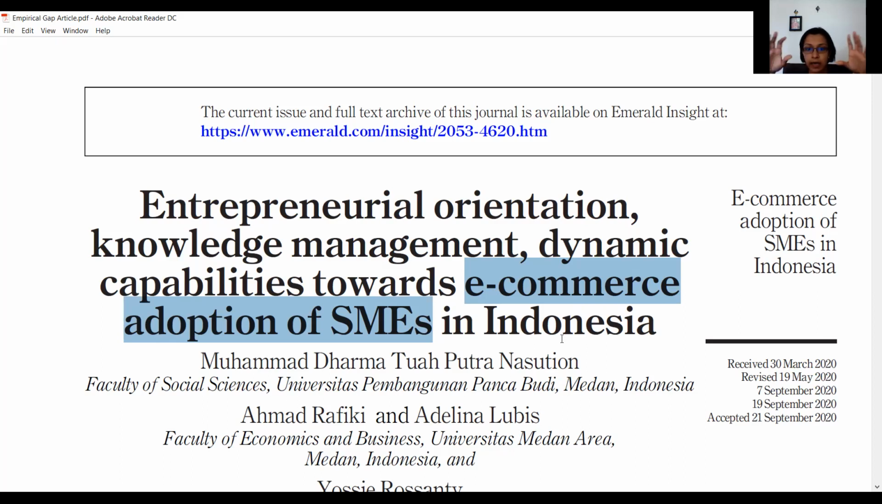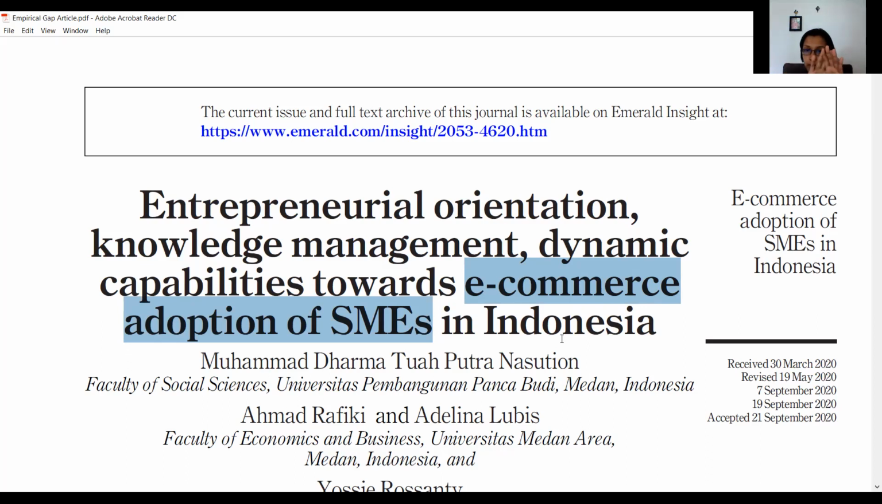So then I read it and I try to figure out what it says about e-commerce adoption, specifically in the SME sector, the small business sector. And this one is relevant to Indonesia. So I'd like to find out how I can take it to a Sri Lankan perspective.